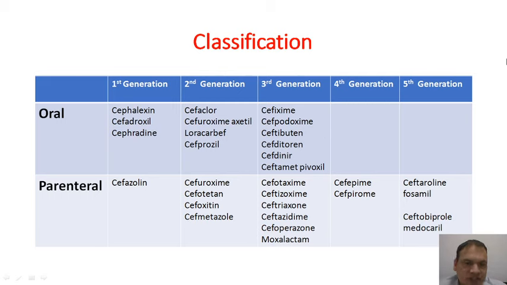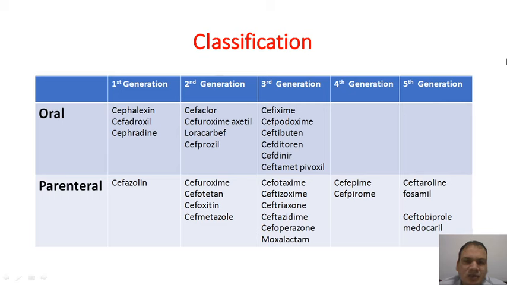We will touch on the first generation. Among the oral first generation antibiotics, they are cephalexin, cefadroxil, and cephradine. I will repeat it again. Among the oral, we have cephalexin, cefadroxil, and cephradine. Among the first generation, in the parenteral, we have cefazolin. Out of these, the most clinically used antibiotic among the first generation is cefazolin. We will see where it is used when we talk about the clinical uses.